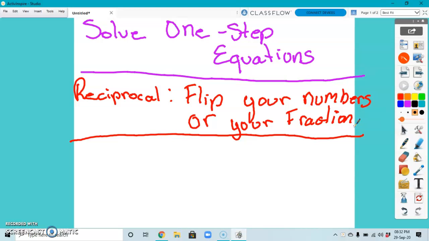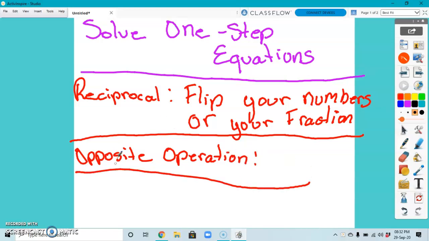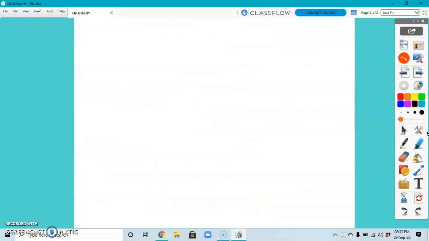Also, to be able to solve one-step equations, you have to do the opposite, which I just mentioned: opposite operation. Your opposite operations include adding to subtracting, subtracting to adding, multiplying to dividing, and dividing to multiplying. Now, we're going to flip the page and I'm going to show you some examples of how to do your work.